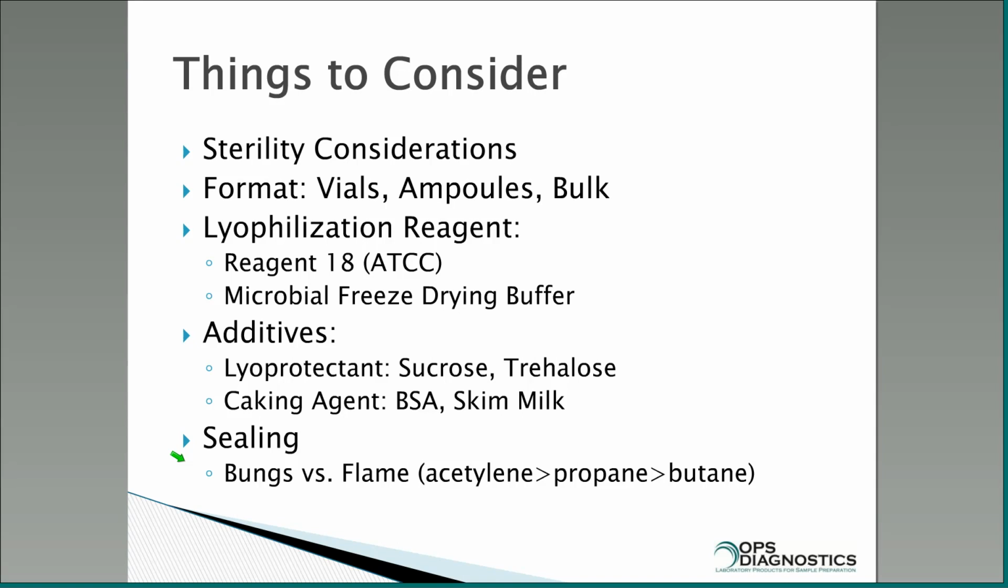But if you are flame sealing, you'll need some kind of a torch: acetylene or oxyacetylene, propane, butane. The hotter the better. Acetylene torches are nice and hot, and they'll seal very nicely. But there's a lot of tricks to flame sealing, which I'll discuss a little bit later.